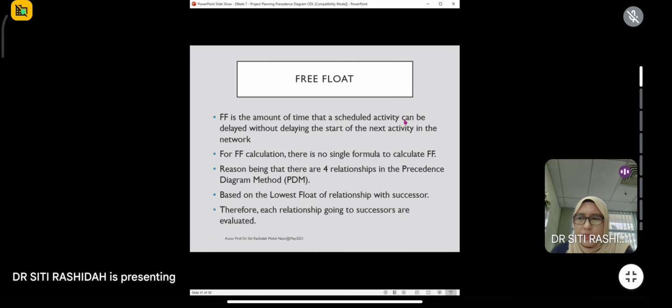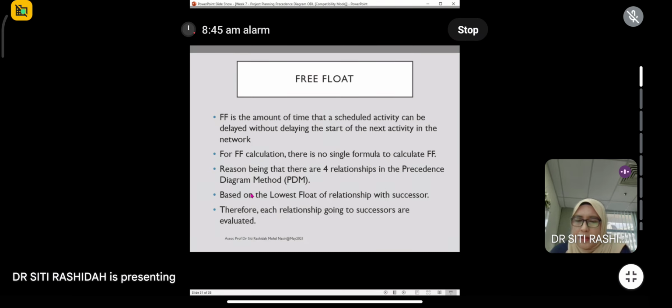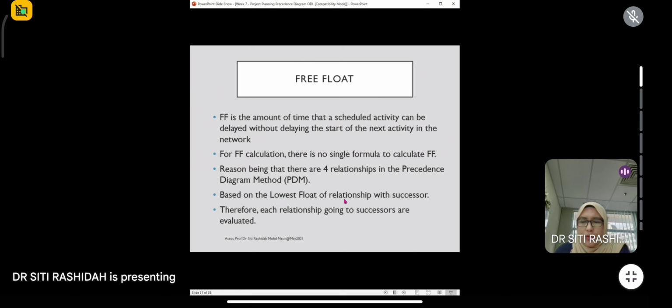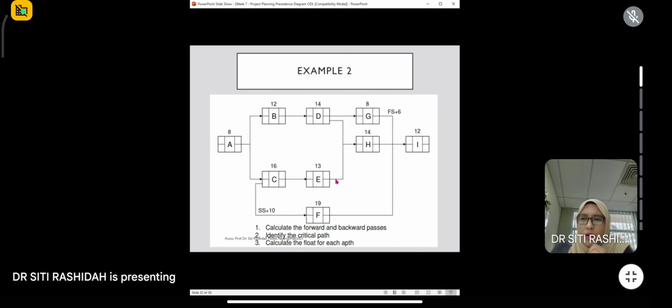Okay, free float. Free float is the amount of time that a scheduled activity can be delayed without delaying the start of the next activity in the network. So free float is where you can have a delay on activity A, but it would not affect the start of activity B. There is no single formula to calculate free float for activities in a precedence diagram, because there are 4 relationships in the precedence diagram method. I will show this in a moment. Usually the free float is based on the lowest float relationship with the successor. Therefore each relationship going to a successor is evaluated. So we must make sure that whatever goes to the next activity is calculated and evaluated for free float or total float.